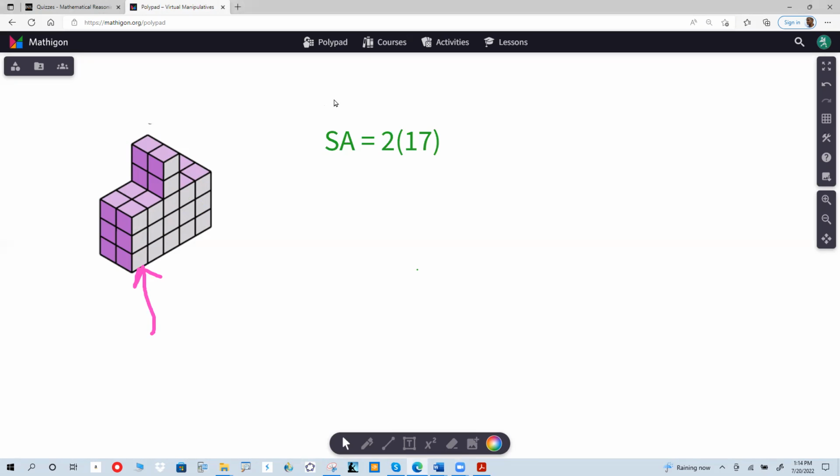Now, another clever way to do it, there will be a matching one on top. 1, 2, 3, 4, 5, 6, 7, 8, 9, 10. But let's leave it at that. So let's just put our 10 here, 10 for the bottom.